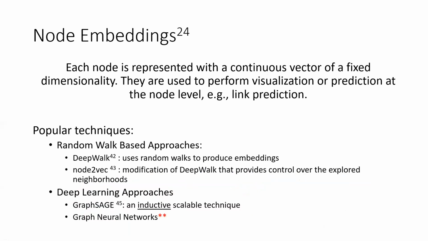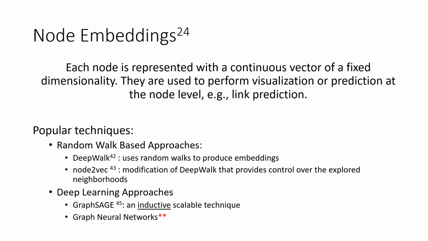So node embeddings. In the node embeddings, each node is represented with a continuous vector. A continuous vector is a vector of continuous numbers, floats, and it has a fixed dimensionality. That means that the number of values in this vector is fixed. It could be 2, as in the previous example, 3, and so on and so forth. They are used in order to perform visualization, like the example we had before, or prediction at the node level.